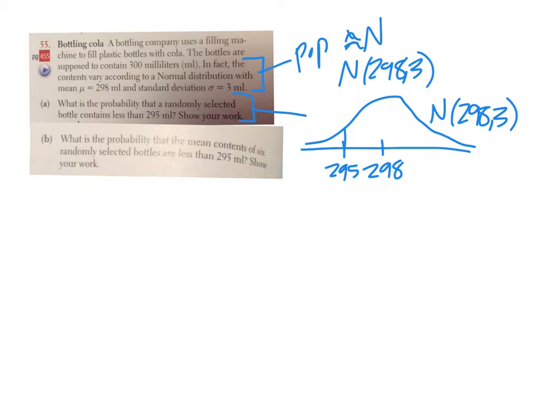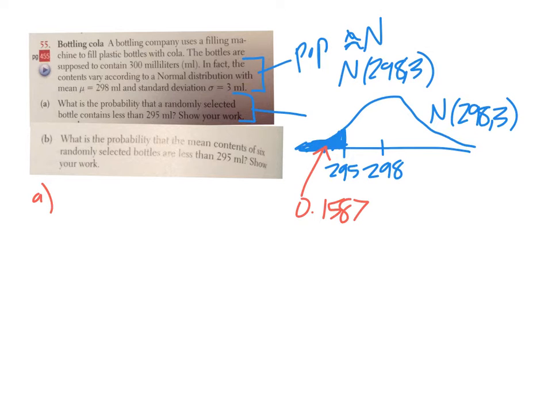Now, I could find the z-score if I wanted to and then use the normal table, or I could draw my sketch and label it well with the mean and the standard deviation and the boundary, and use the Statlet or some kind of calculator to find the answer, which gives me 0.1587.